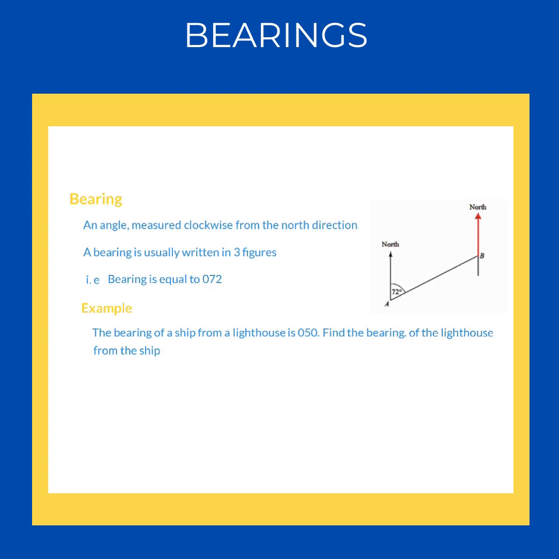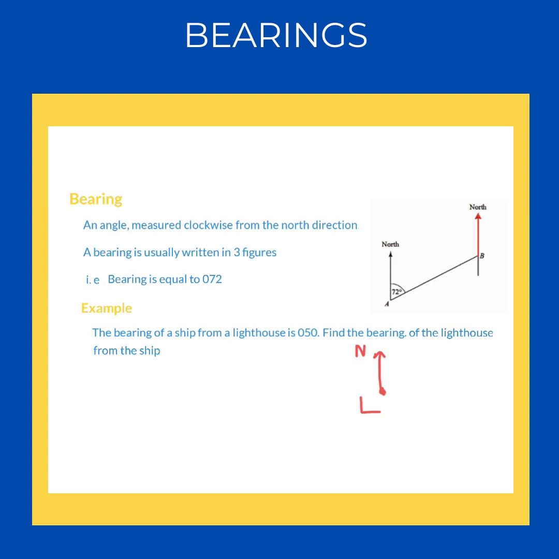So let's do an example, and it says the bearing of a ship from a lighthouse is 50 degrees. Find the bearing of the lighthouse from the ship. So I have 2 items. So I have a ship and a lighthouse. So the lighthouse is this point, which is L, and at L, which is the lighthouse, I draw the north sign.